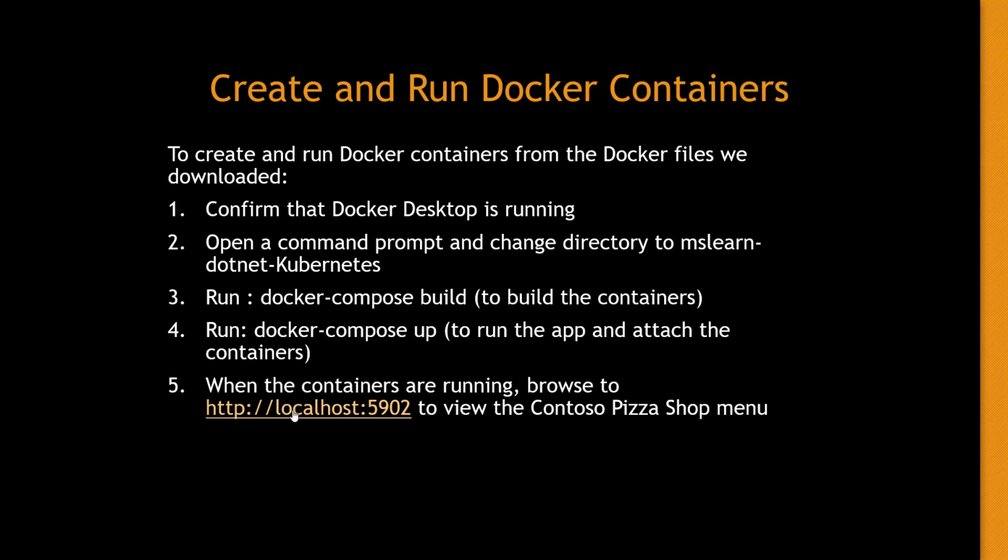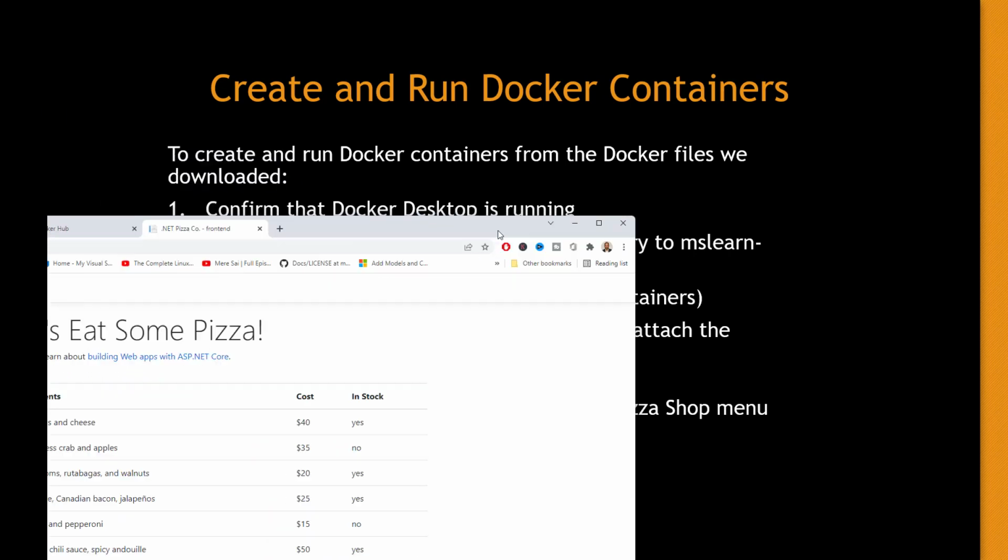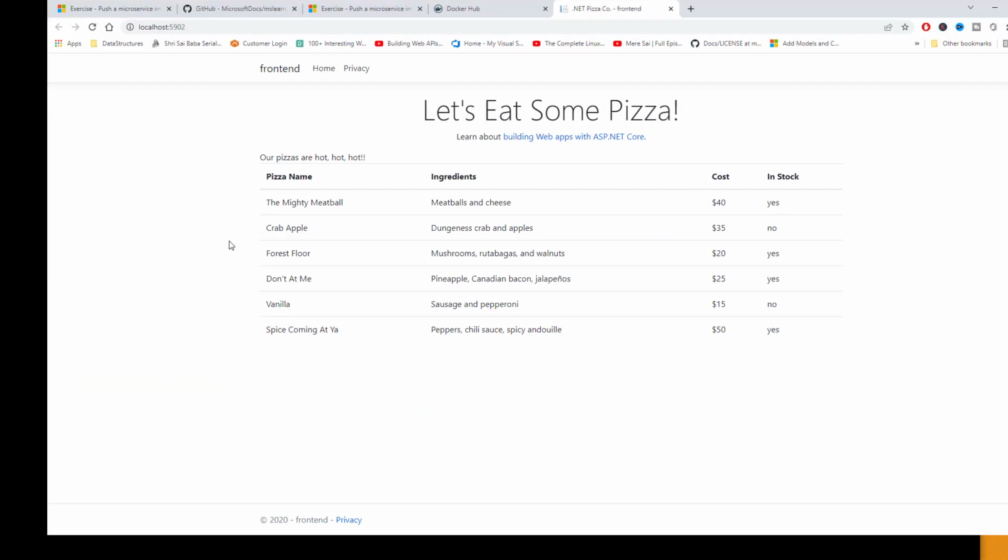So let us browse to this location, this URL, localhost port 5902. Here you go. Aha, so all the containers are running and they are now attached to the pizza shop with the localhost on this port 5902. So pizza name, ingredient, cost and in stock. Right, so first part is successful.